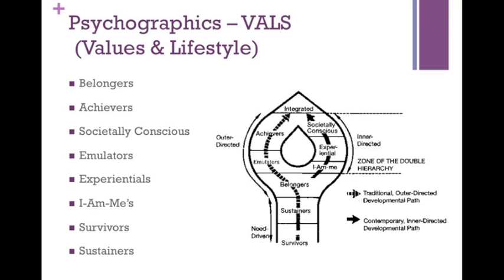Then at the very top, you have the smallest percentage, the integrateds, and this is 2%. These people are creative and prosperous, and they like to try new things, and they do try new things. They're kind of seen as having it all. So, like I said, all these categories are always in flux, and you might move through several of them as you grow and go through your life.